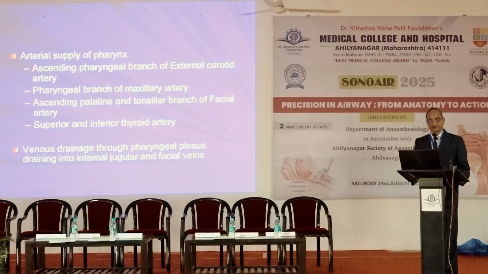Now, what is the arterial supply of the pharynx? It is supplied by the ascending pharyngeal branch of the external carotid artery, the pharyngeal branch of the maxillary artery, the ascending palatine and tonsillar branch of the facial artery, and the superior and inferior thyroid arteries. The venous drainage is through the pharyngeal plexus, draining into the internal jugular and the facial veins.